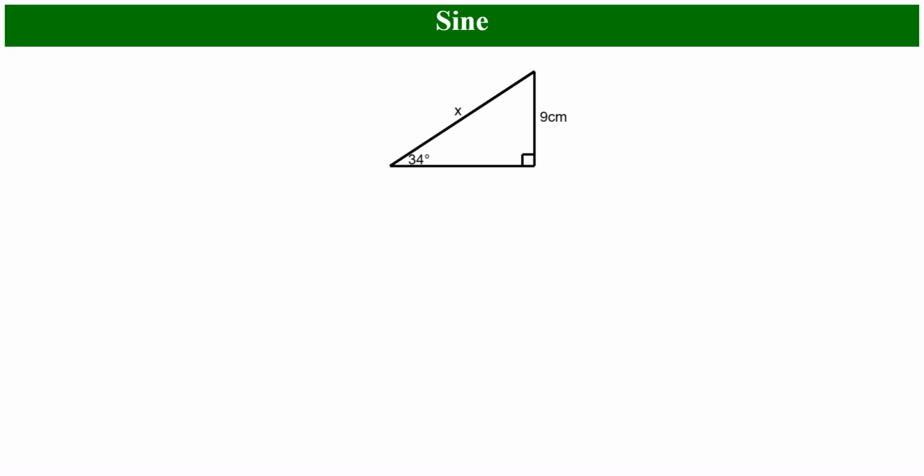So what should we do here? Well, we simply proceed in the same manner. So write down the definition of sine, which is sine 34 degrees is opposite over hypotenuse. And here that will be 9 over x.